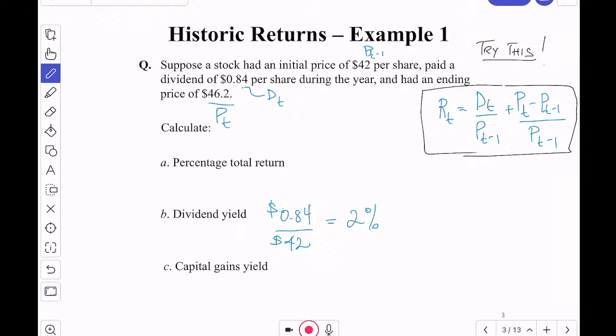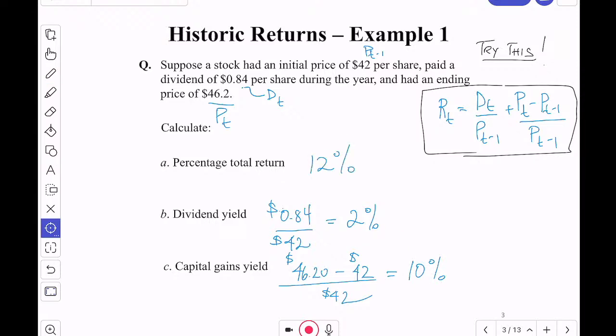Okay, very good. So the next, for capital gains yield, you need to take the new price, which is 46.20, minus the old price, which is $42, and divide by the old price. And you find you get 10%. So then the total return is a sum of those two, it's 12%.